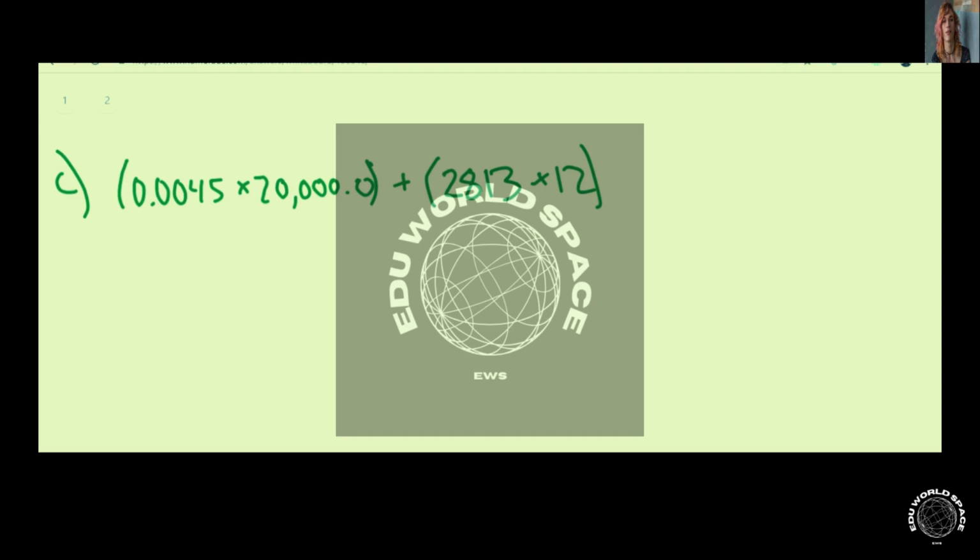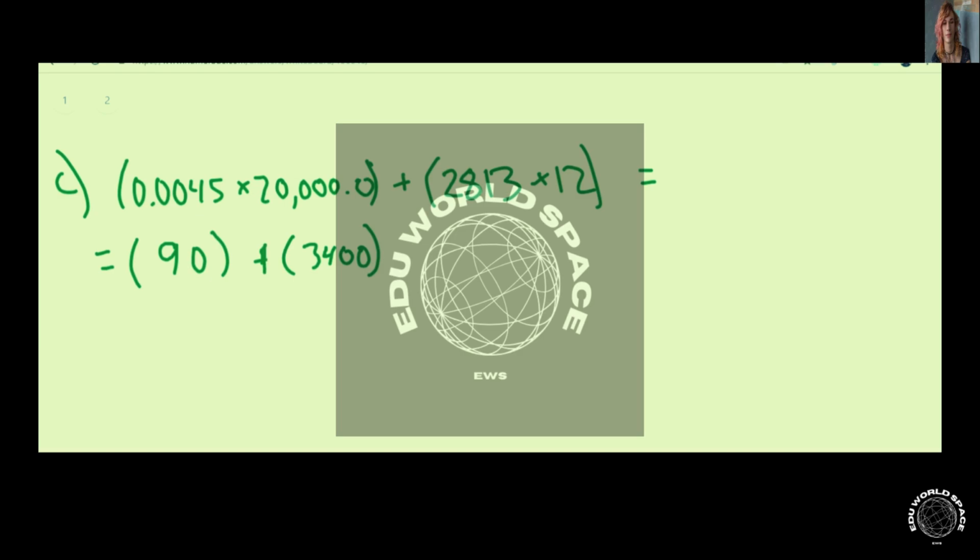So first we do what's inside of the parentheses. In the first parentheses, we have 0.0045 times 20,000. So both numbers have two significant figures. So when we do this multiplication, we get 90. And then when we do the second multiplication, we have 3,400 with only 2 significant figures because of the 12, which only has 2 significant figures.